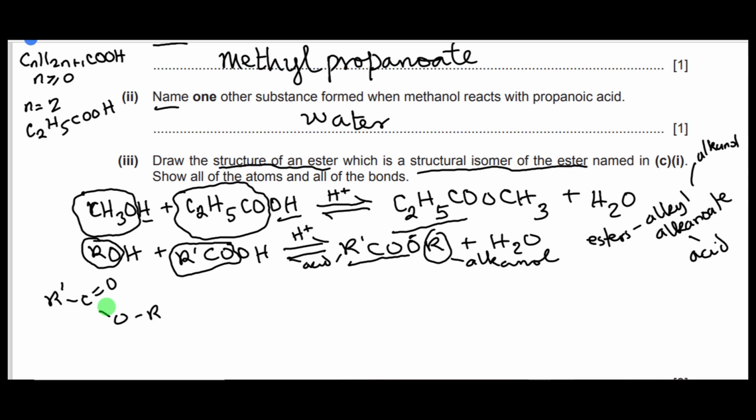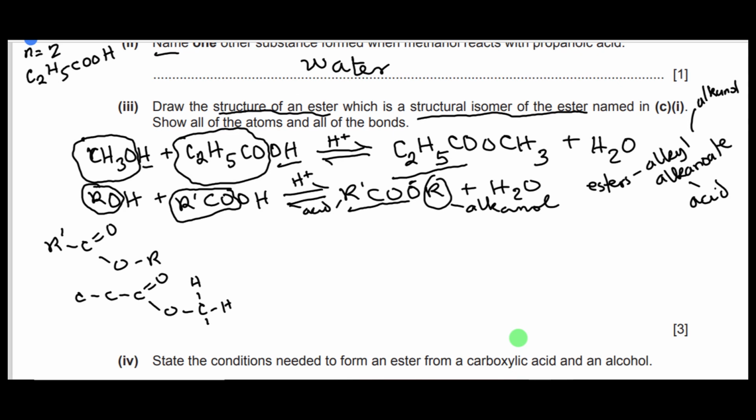For methyl propanoate, what's the R here? The alkyl group. That is C1, 2, right? Then this C double bond O, single bond O. Then CH3 here. That's C1, 2, 3. So we complete the structure, with H here, H here, H here, H here, and H here. This is the formula for methyl propanoate.